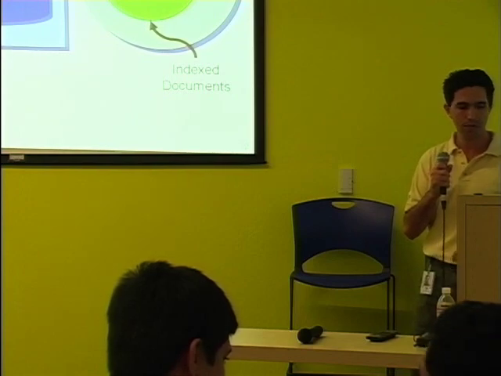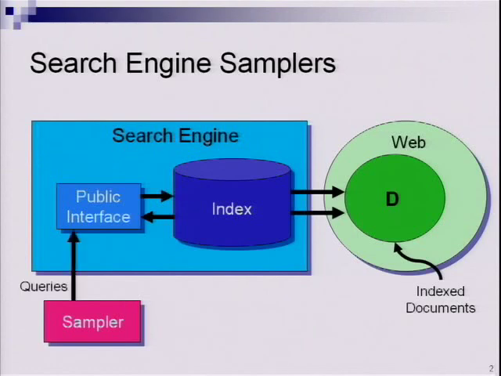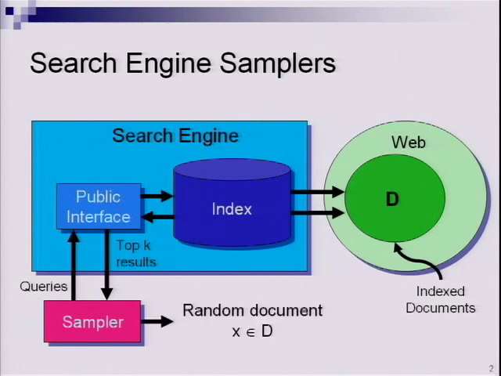What we would like to do is to create a sampler, which is a computer program that interacts with the public interface of the search engine. So it can send queries like users and get back results. After submitting queries and getting back results, somehow magically the sampler should produce a random document, X from D. Note that for internal users, it's very easy to generate these random documents because they have this privileged full access to the index. However, for external users, it could be very hard to sample documents from D.